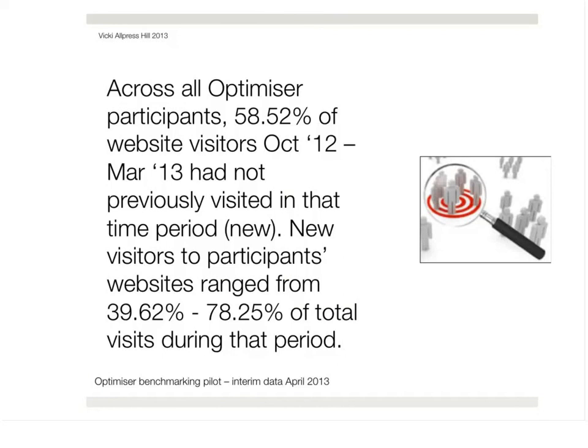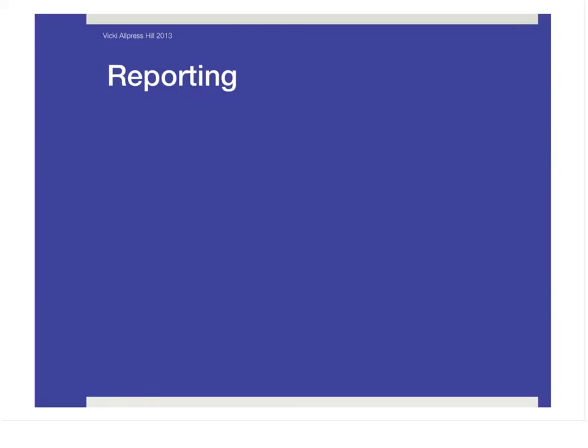So across all the Optimiser participants, I ran a report between October and March, so a 6-month period, and 58.52% were new visits. And new visitors ranged from 39 to 78% during that period. So if you want to compare yourself to the benchmark, this one is an overview, high-level benchmark. So that comes to reporting and what Helen was talking about in the questions earlier. That is the biggest struggle and challenge, is what to report on, how often to report, who to send these reports to.